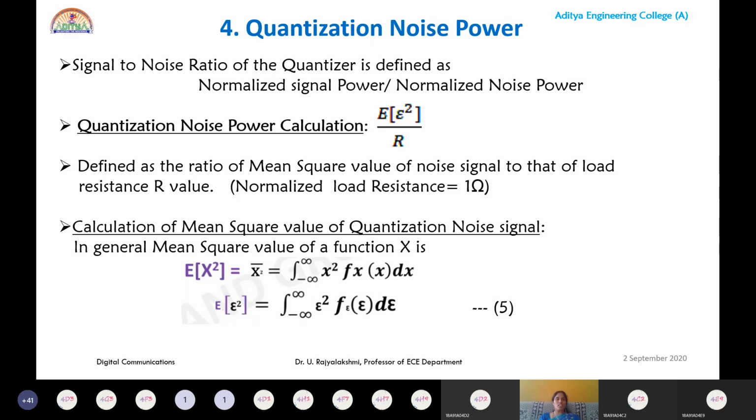Within the duration, what is the value of Fe of E? Any one of you please respond. Within the limits from minus delta by 2 to plus delta by 2, what is the probability distribution function of quantization error? 1 by delta. We calculated it as 1 by delta. So please replace Fe of E with 1 by delta and the integration limits as minus delta by 2 to plus delta by 2. Let us calculate the mean square value of the quantization noise first. Let us move to the next slide.